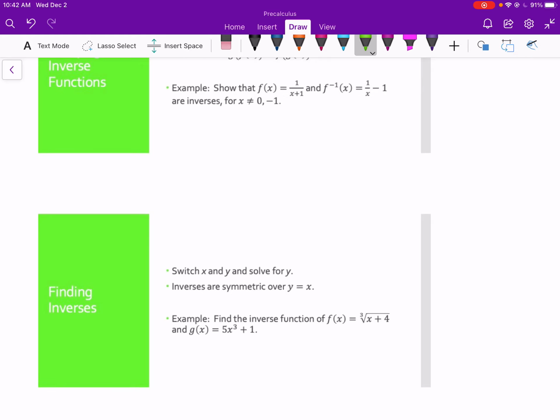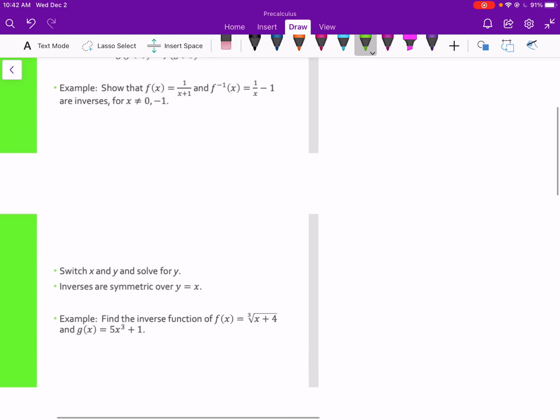To find inverse functions, we're going to switch our x and y and solve for y. If you were to graph a function and its inverse, the graphs are symmetric over the line y equals x. So let's start by finding the inverse of f. Remember that f of x is the same thing as y, so I'm going to switch x and y. Now x is equal to the cube root of y plus 4. My goal now is to get y by itself.